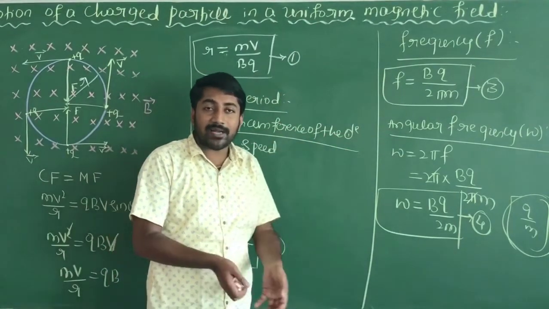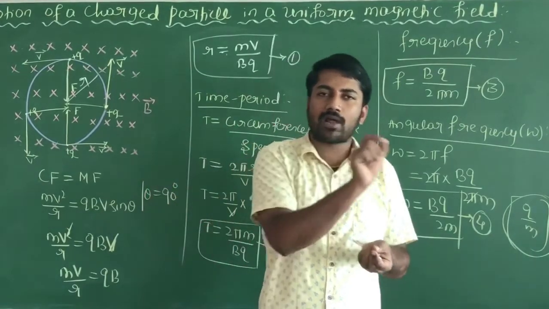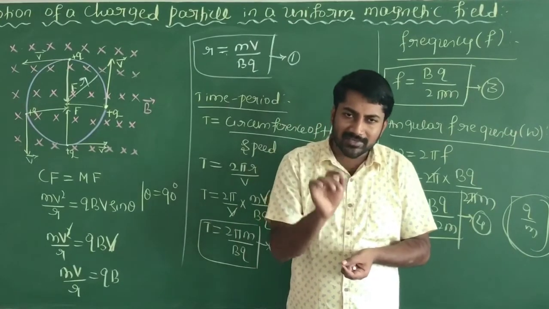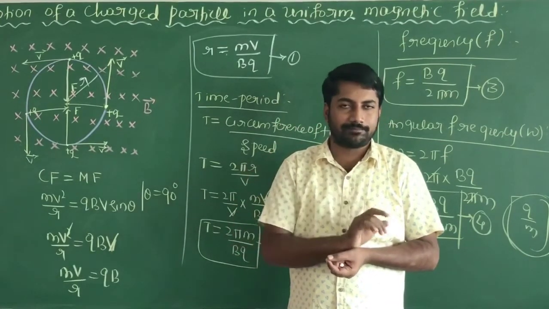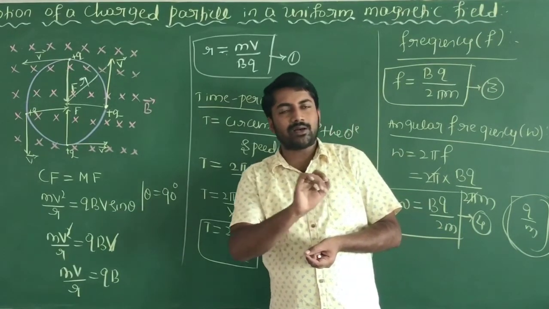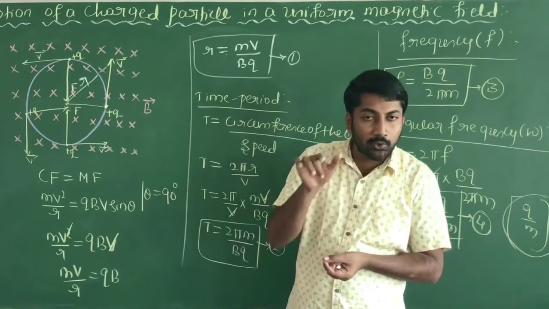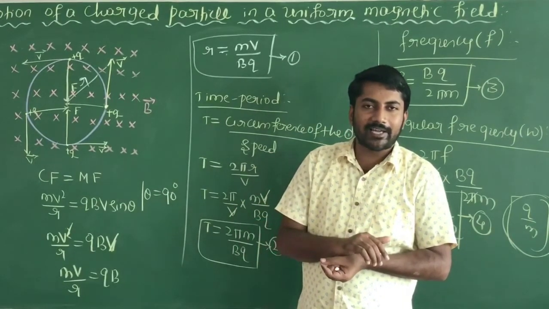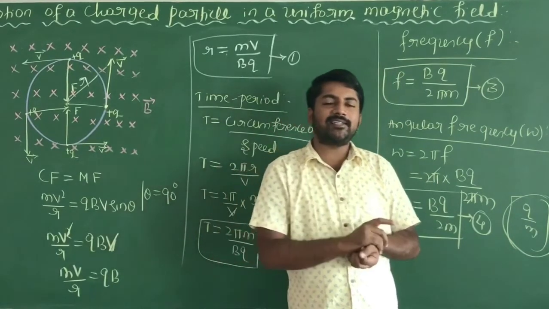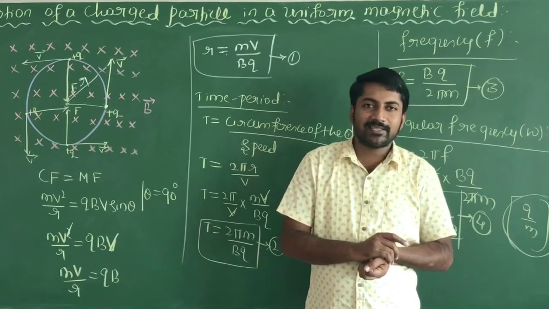When the charged particle moves parallel or anti-parallel to the direction of the magnetic field, there is no force acting on the charged particle. Then the charged particle keeps moving along the same direction without any deviation. If theta is equal to 90 degrees, then the force acting on the charged particle is maximum.